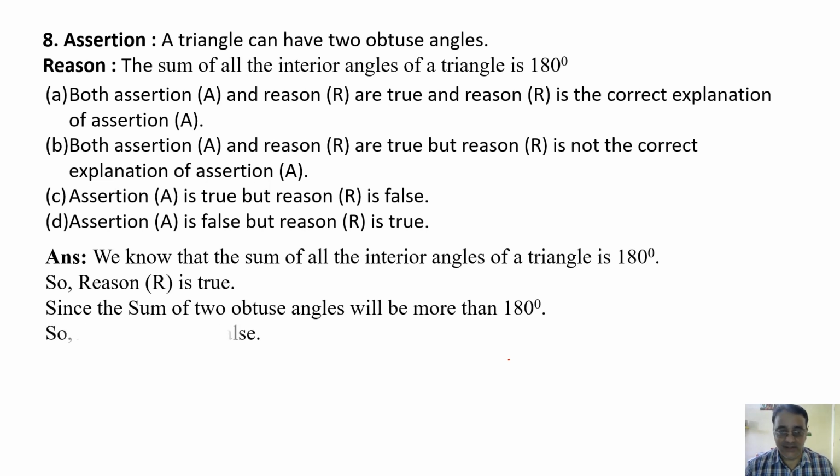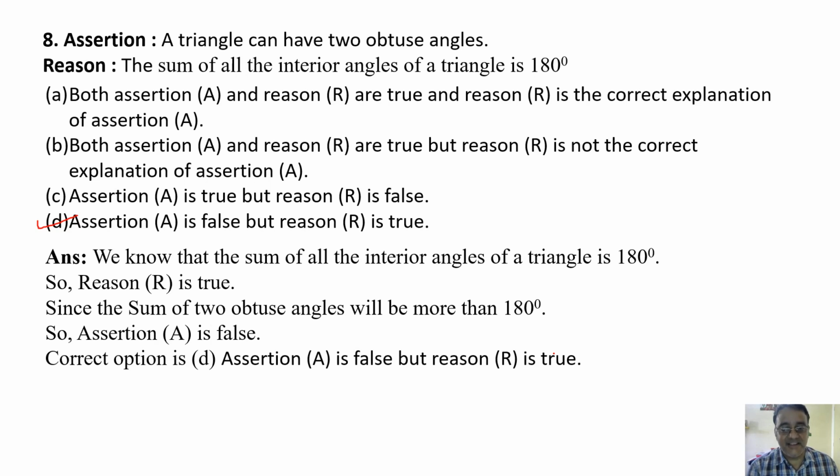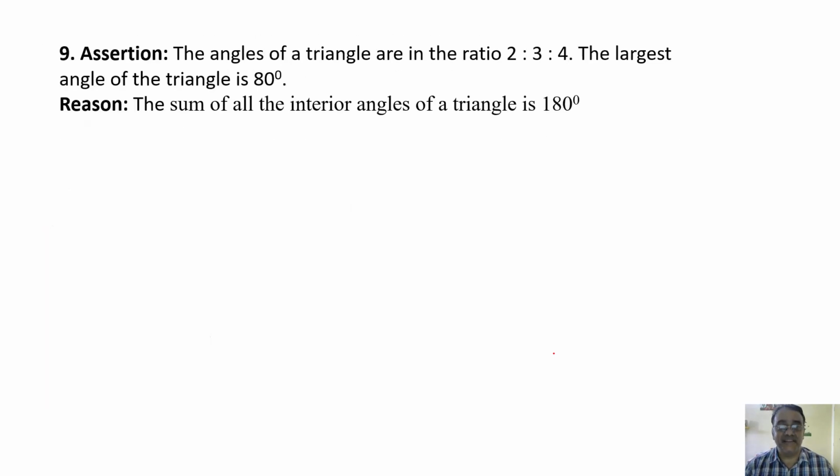So assertion is false. So which one is the correct option? Option C. Option D. D. Right? Assertion is false, but reason is true. Okay, now we are moving toward question number 9. Assertion: The angles of a triangle are in the ratio 2:3:4. The largest angle of the triangle is 80 degree. And the reason is given, the sum of all the interior angles of a triangle is 180 degree.